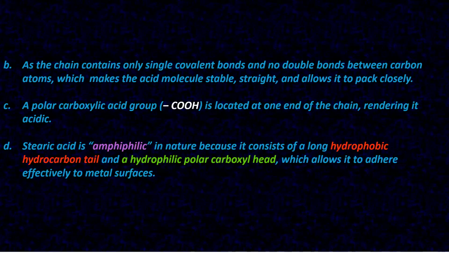C. A polar carboxylic acid group, that is COOH, is located at one end of the chain, rendering it acidic. Stearic acid is amphiphilic in nature because it consists of a long hydrophobic hydrocarbon tail and a hydrophilic polar carboxyl head, which allows it to adhere effectively to metal surfaces.